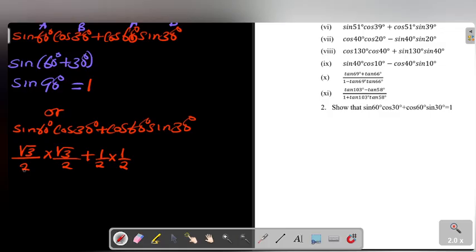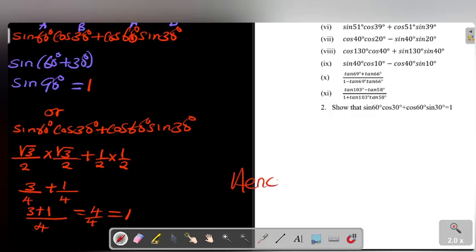So now you multiply root 3 times root 3, you have 3. Then that is over 2 times 2, that's 4. Then plus 1 times 1, 1, over 2 times 2, that's 4. So the common denominator is 4. 4 into 4, 1 times 3, 3. Then 4 into 4, 1 times 1, 1. So this would be 4 over 4. This is equal to 1. So those are two ways. Then you just indicate to say hence shown.